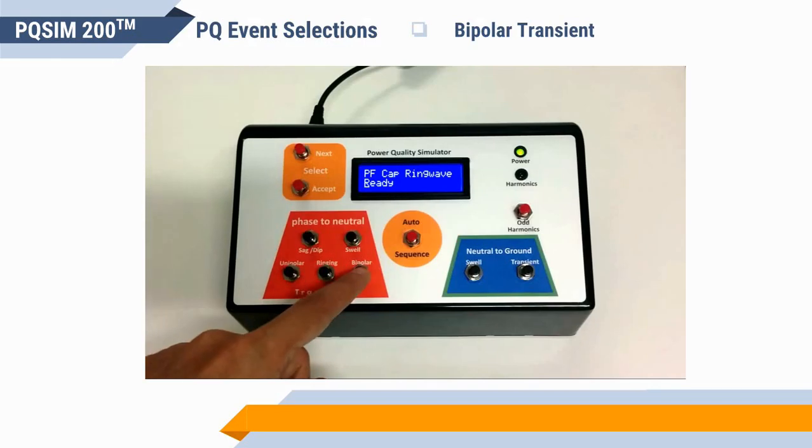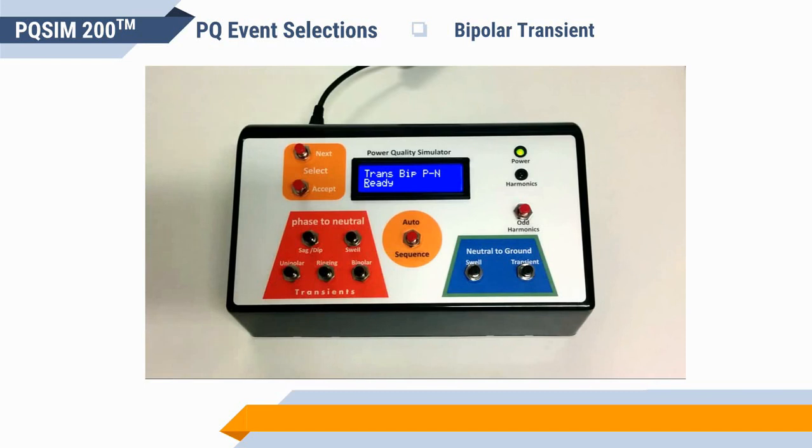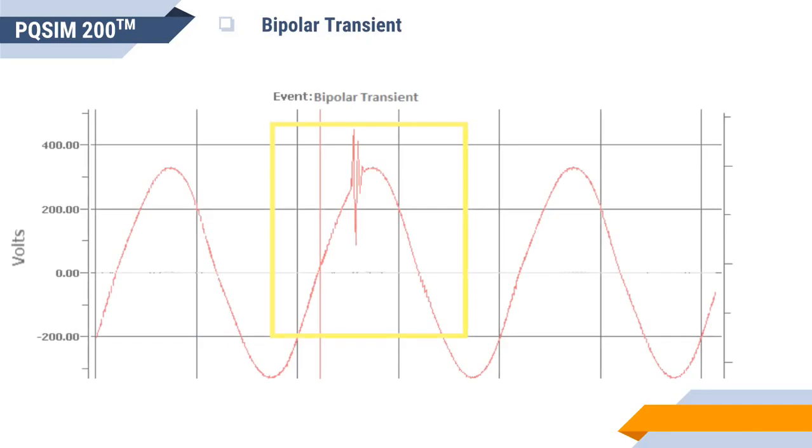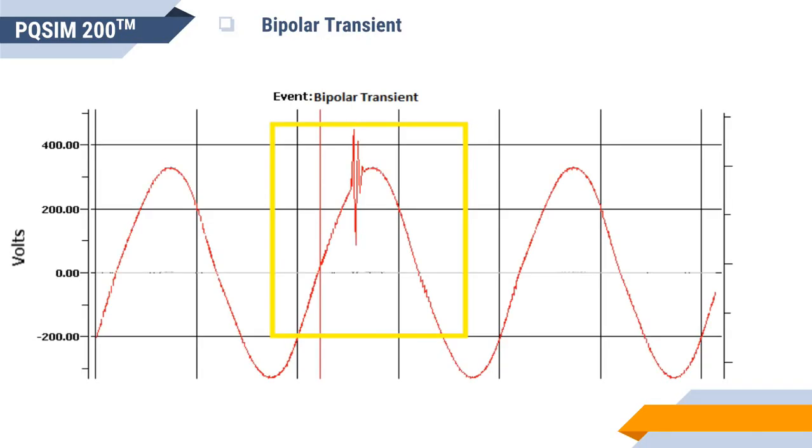To generate a bipolar transient, press the bipolar button on the phase to neutral panel as shown in the video. It will immediately generate its disturbance. Waveform of bipolar transient.